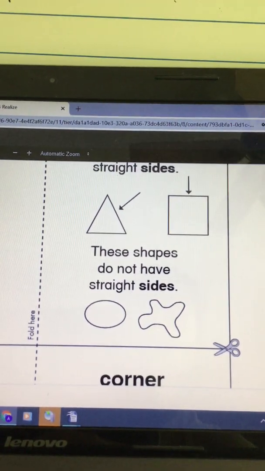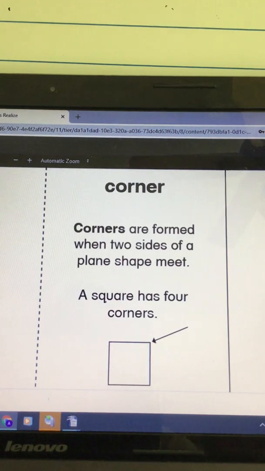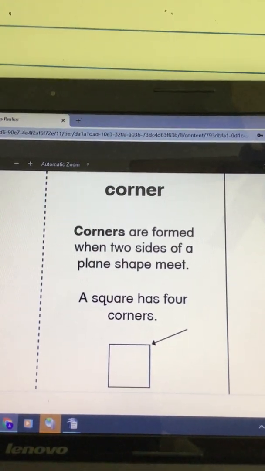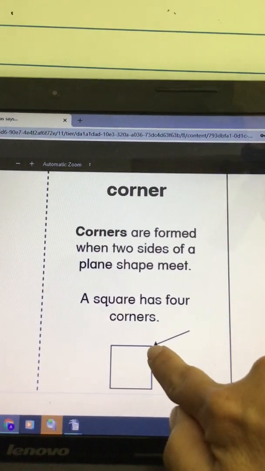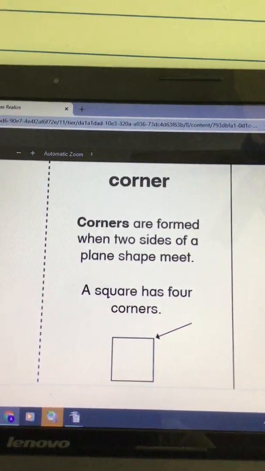Our next word is corner. Corners are formed when 2 sides of a plane shape meet. So this pointed part right here is a corner. 1, 2, 3, 4. A square has 4 corners.